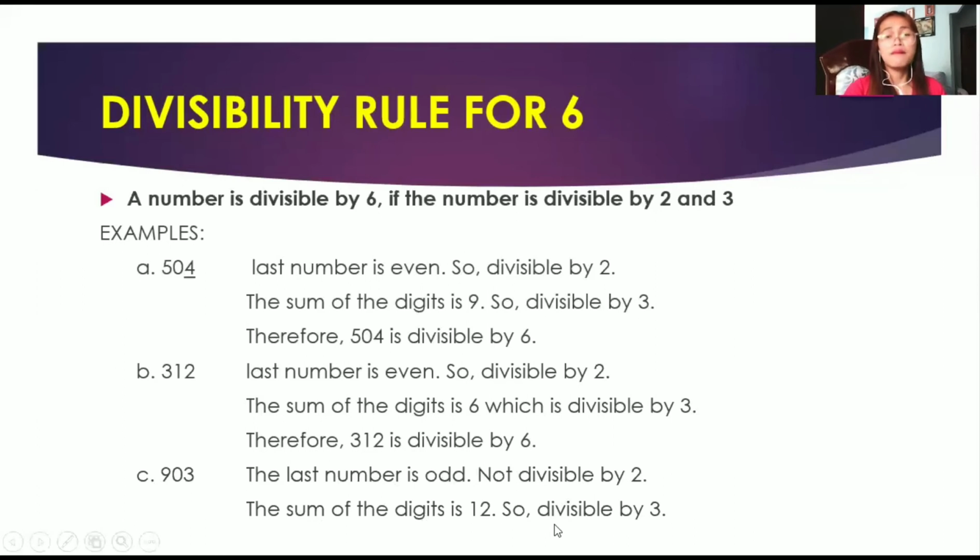Ang pangutana, ma'am, divisible by 6 ba siya? The answer is no, it is not divisible by 6. Kaya nga naman, the number given is not divisible by 2, and it is divisible by 3. So, kinahanglan man sa atong rule, it should be divisible by 2 and at the same time divisible by 3.